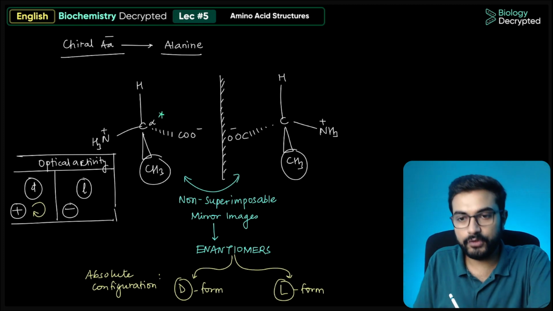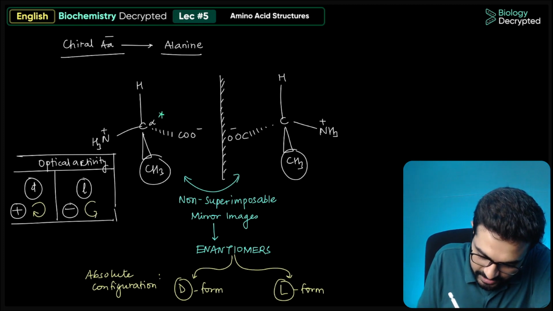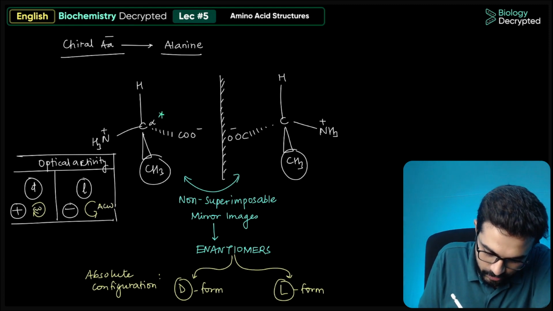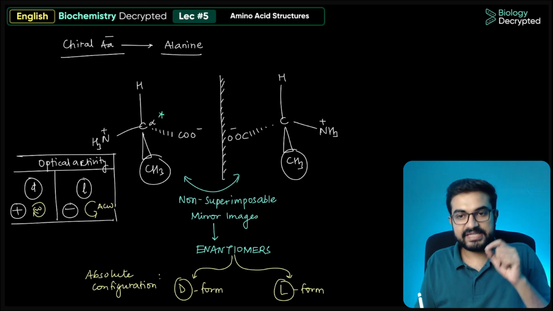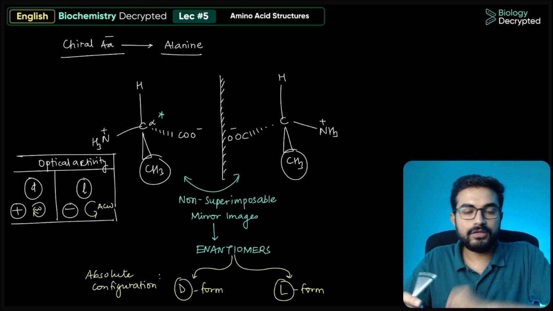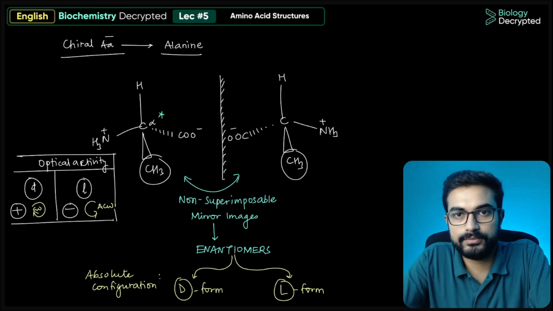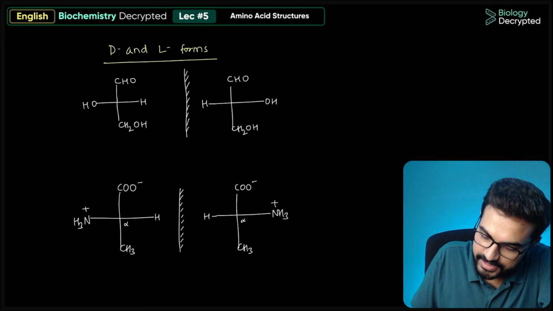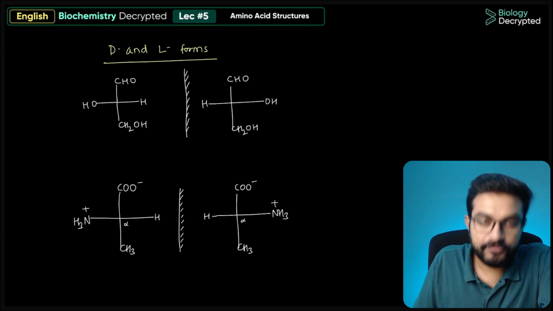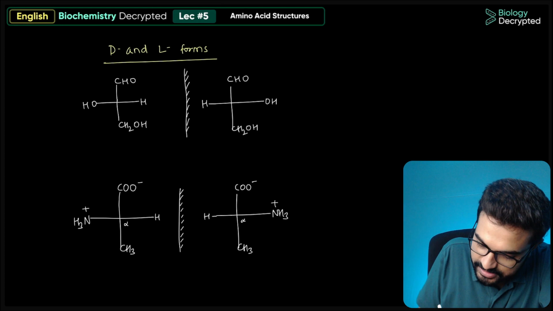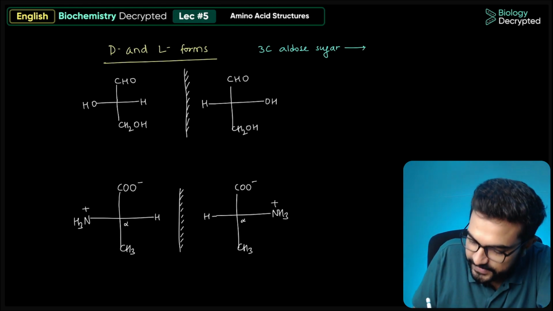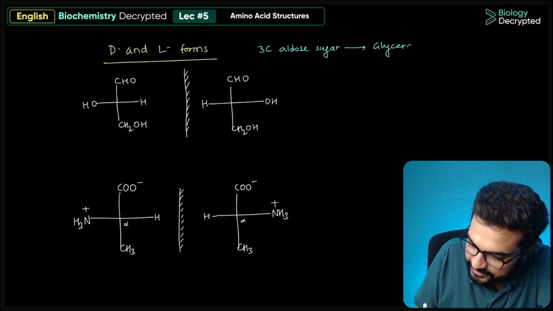Now if we talk about levorotatory, which denotes minus, obviously it will be rotating plane polarized light in anti-clockwise direction. So this is about clockwise, and this rotates plane polarized light in anti-clockwise direction. This is very important to note. Now let's talk about D and L forms. If we take an example of a reference compound, this reference compound is a 3-carbon aldose sugar, a monosaccharide. This is glyceraldehyde.